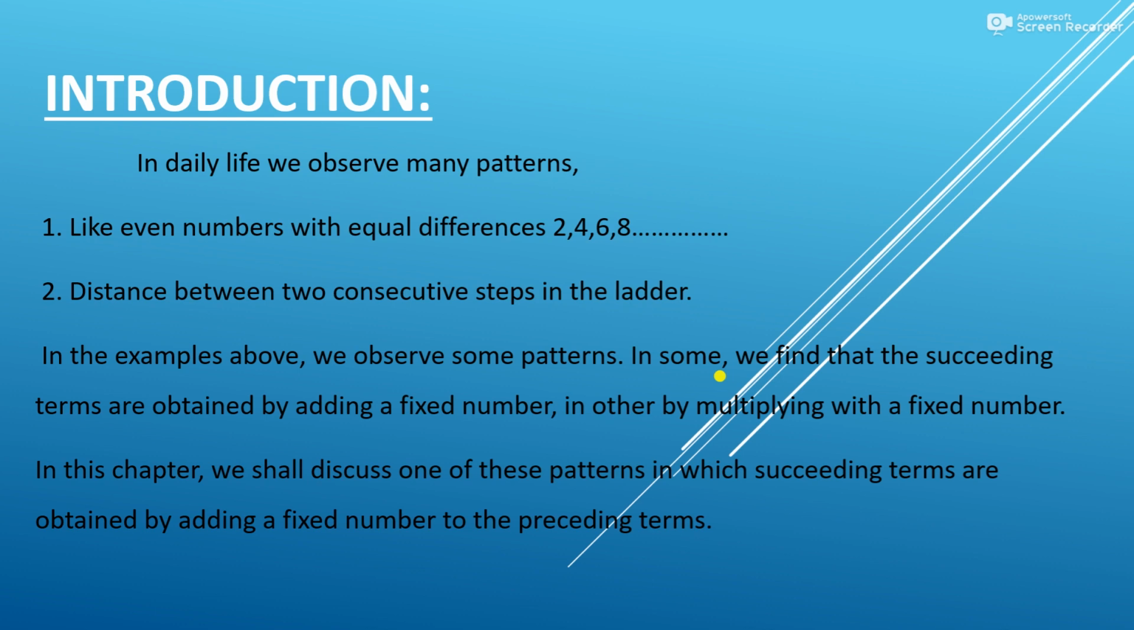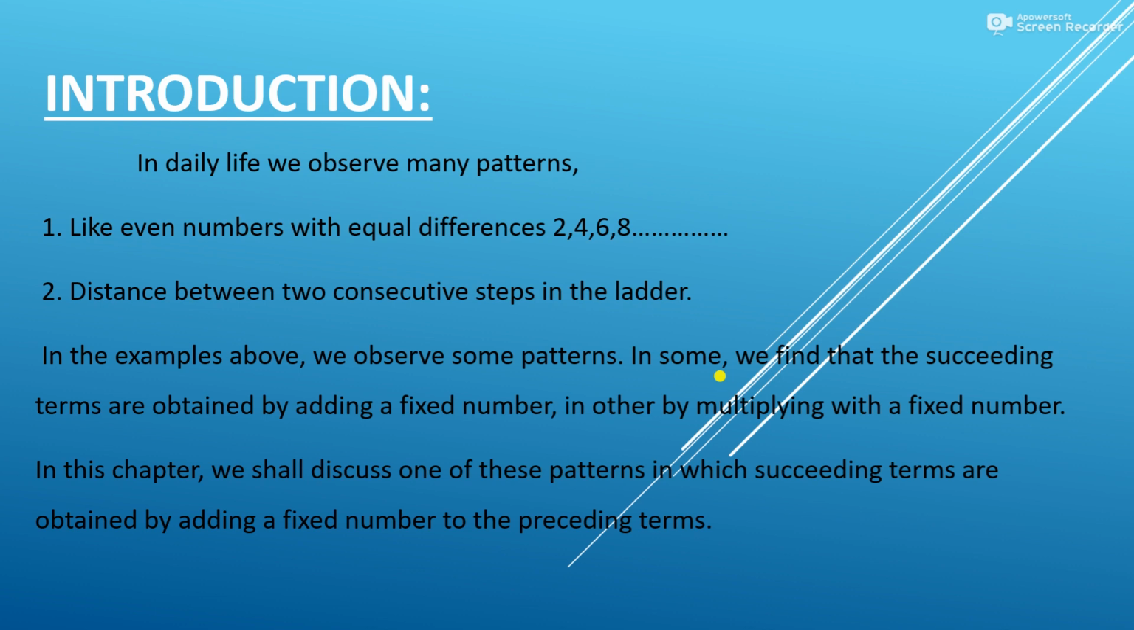All of you have seen the ladder, and there will be a certain definite difference between the first step of the ladder, the second step, and the third step of the ladder. In the examples above, we observe some patterns. In some, we find that the succeeding terms are obtained by adding a fixed number, in others by multiplying with a fixed number. In this chapter, we shall discuss one of these patterns in which succeeding terms are obtained by adding a fixed number to the preceding terms.